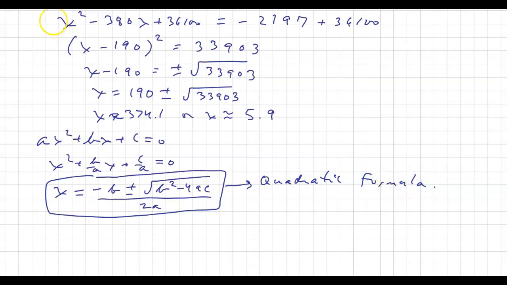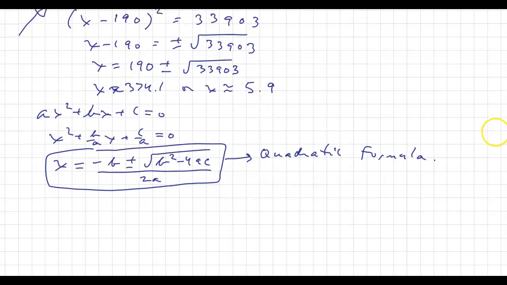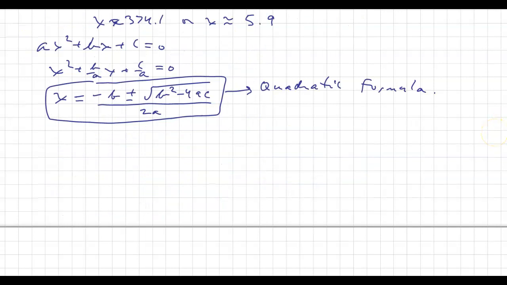If there's a number in front that's not a 1 here, it's good to divide everything by that before you do the completing the square process. So the quadratic formula, some people like it better because it's real quick and easy. Let me show you how that same question could have been done with the quadratic formula.